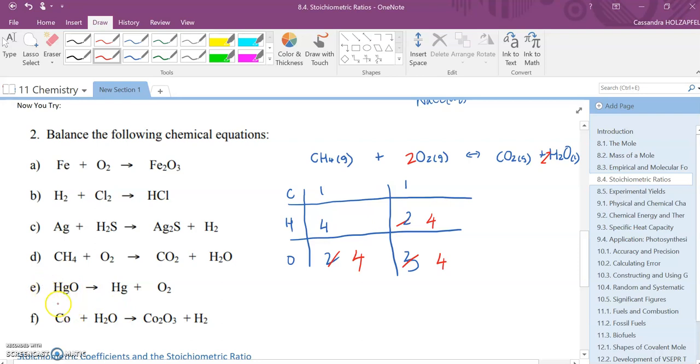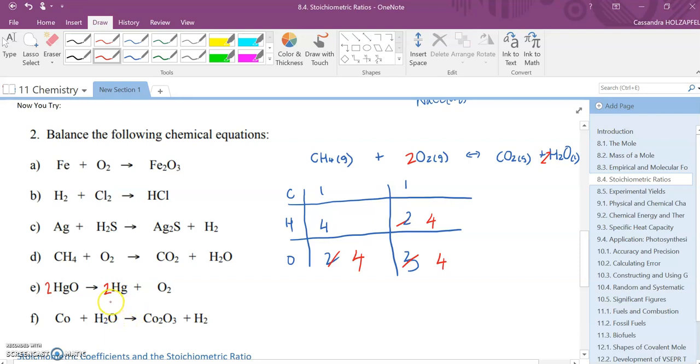All right, this one here, I'm not even going to bother to draw out my equation because you can already see what it's going to be. If I double the amount of this compound, so that's mercury oxide, then I've got 2 mercuries and I've got 2 oxygens on this side. I've got 2 oxygens on this side, so now all I need to do is just balance 2 on this side.